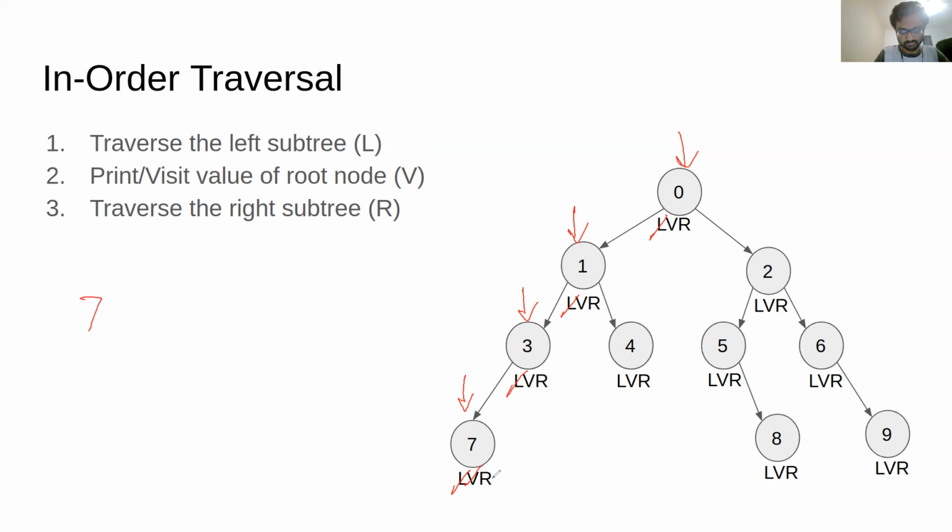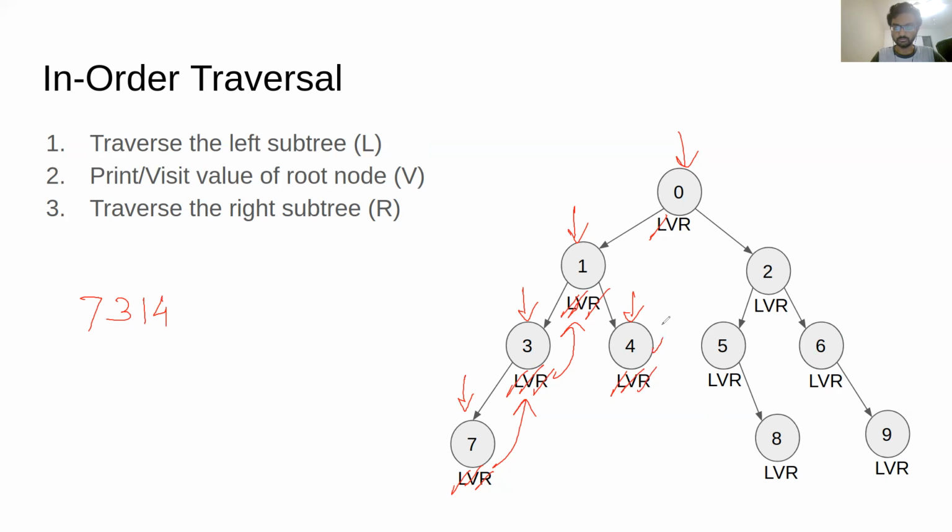Do we have a right subtree of 7? No. So we come back here. We visit 3, since next is V here. So we visit 3. Do we have a right subtree of 3? No. So we go back to 1 again. We visit 1 here. So the output is 1. Do we have a right subtree of 1? Yes. So we are on 4 now. Do we have a left subtree of 4? No. So we visit 4. Output is 4.